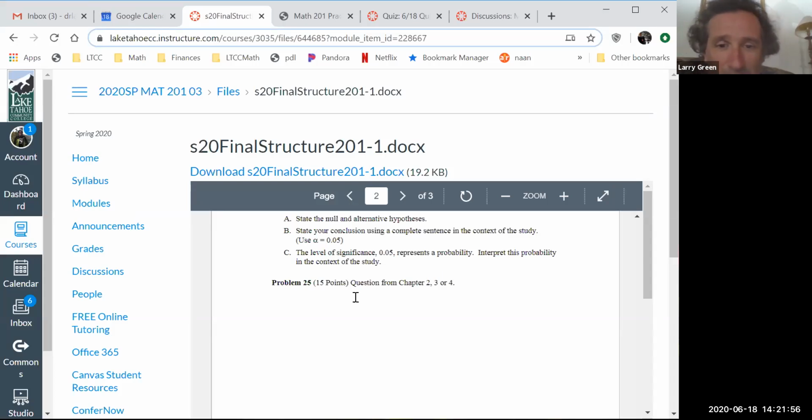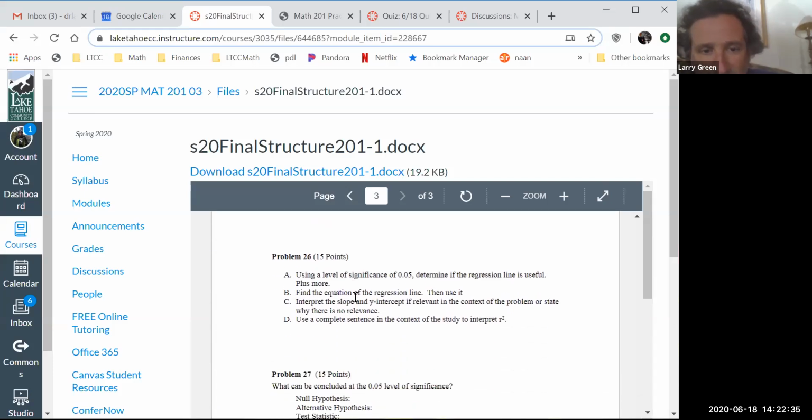Problem 25. Something from chapter 2, 3, or 4. So again, I'm keeping it vague because I want you to study chapters 2, 3, or 4. So sorry, but you can go back and look at your first exam that had chapters 2, 3, and 4 on it. You can also look at the quizzes that we've taken that were from chapter 2, 3, and 4. You could also look at your homework assignments, or the book's questions. There's a lot of resources for questions. Any questions on problem 25? Okay, problem 26.